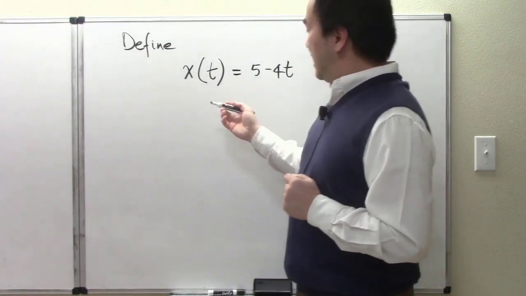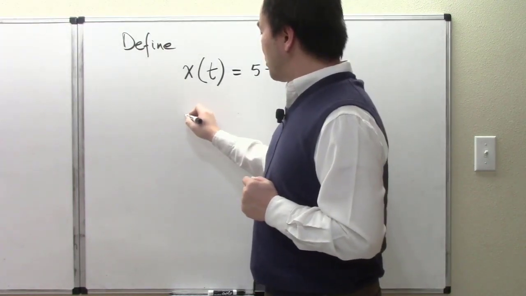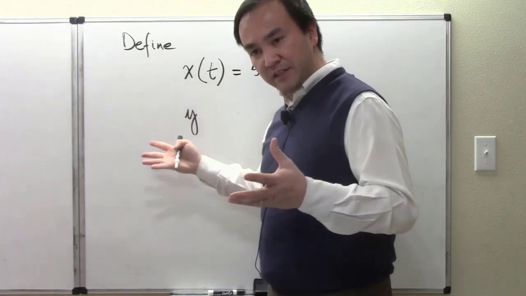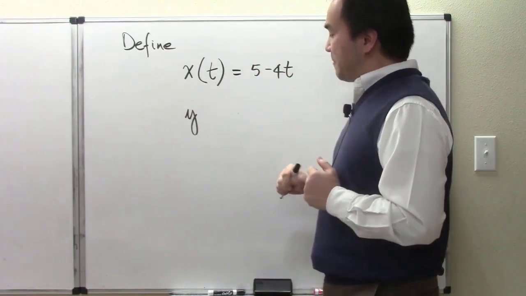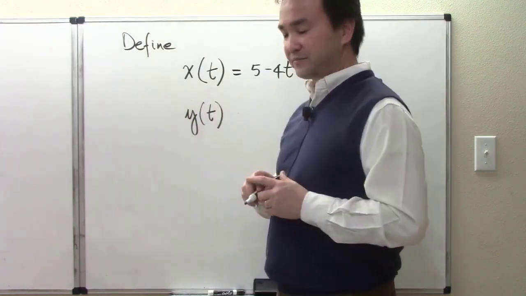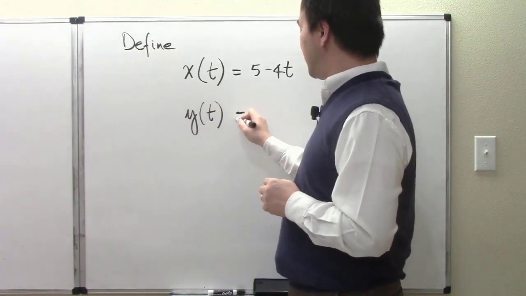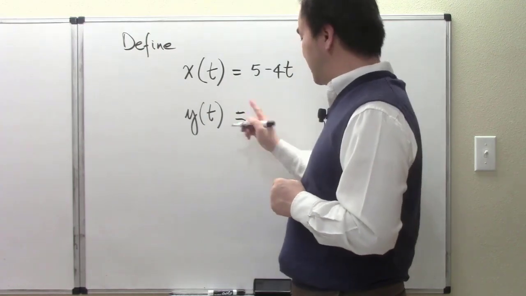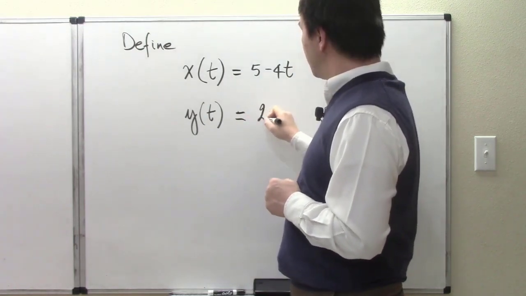Okay, and I am going to define another function, and a function itself is a variable, as you have learned up to this point. So the y variable, but now I define it as a function of t right here. And let's say my definition for this function of t is y of t equals 2 plus t.